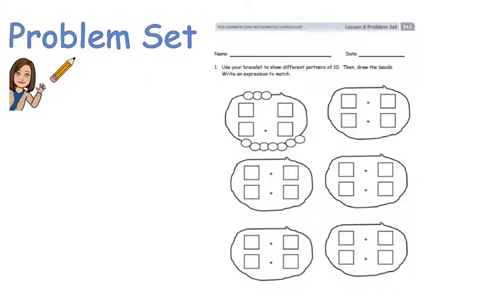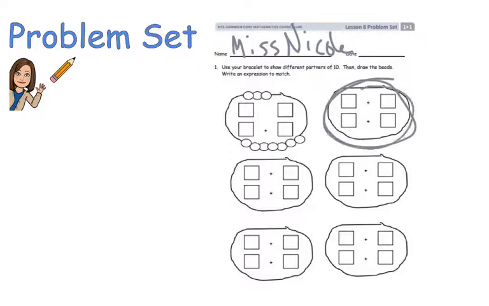All right, so open up your math workbook to lesson number 8, please. And we're going to begin by, of course, writing our name. So the directions say, use your bracelet. So that's this circle here that they've created. Use your bracelet to show different partners of 10. Then draw the beads, write an expression to match.